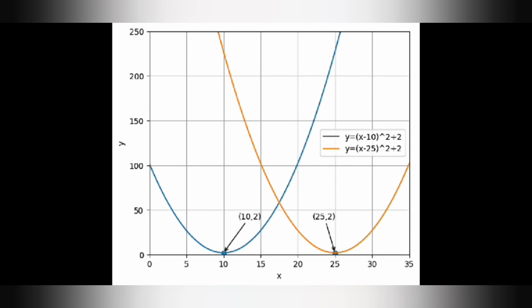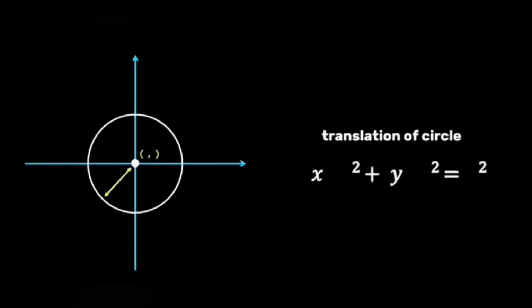Notice that only the position of the graph changes. The parabola keeps the same shape and still opens upward. This is similar to the book demonstration. It slides from 10 cm to 25 cm without rotating or changing its size. In conclusion, translation is an isometry that preserves distance and angles.